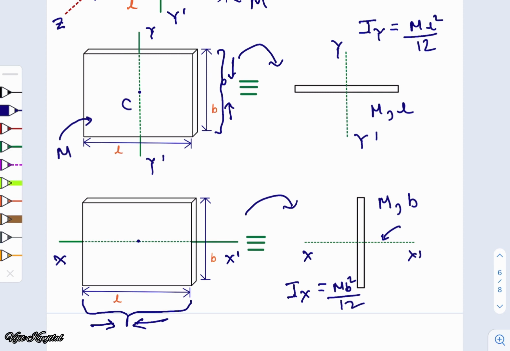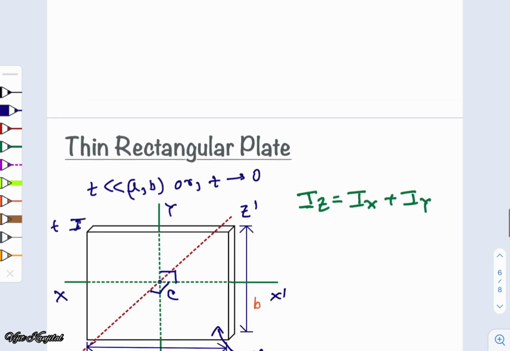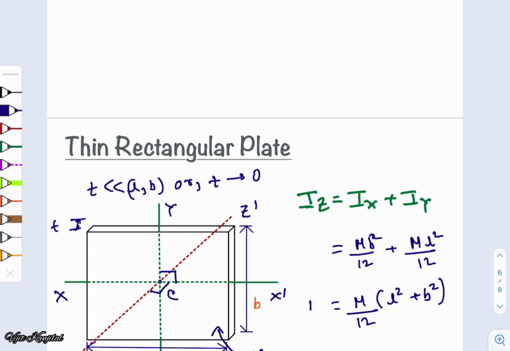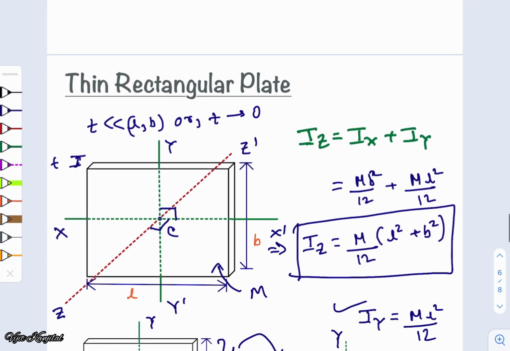So we have the values of Ix and Iy. So let us try and calculate the value of Iz. Ix is m b square by 12, Iy is m L square by 12. So what is Iz? Iz is m by 12 times L square plus b square. So this is the moment of inertia of this thin rectangular plate with respect to an axis which is passing through its center and perpendicular to the plane of the plate.